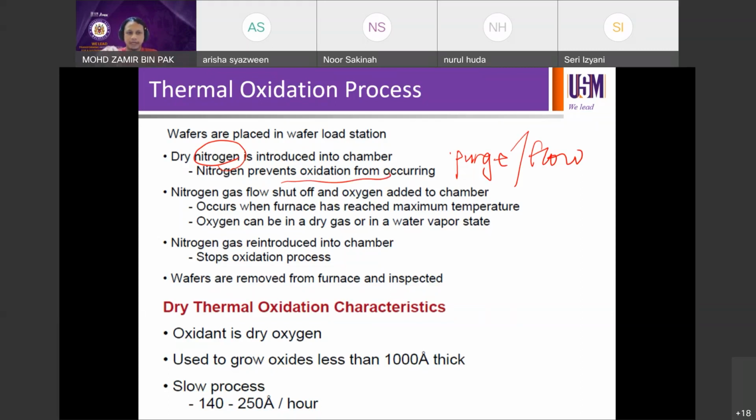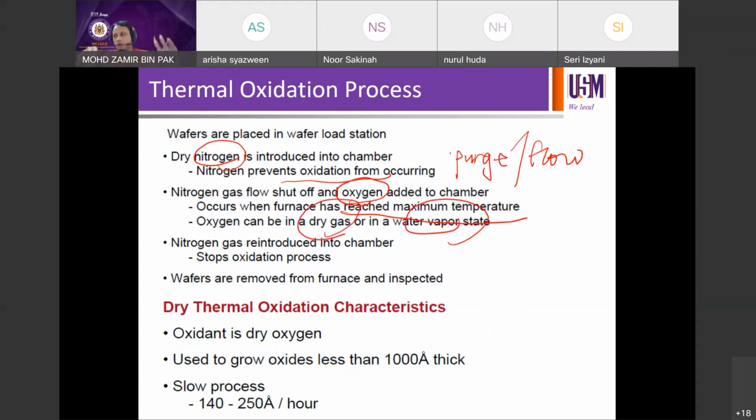Then the nitrogen gas flow is shut off. Oxygen then comes into the chamber in the form of water vapor or dry oxygen, added when the temperature has reached the intended temperature. When it goes in, that means you start the oxidation process there and then, right? So it can be a dry process, it can also be a wet process.